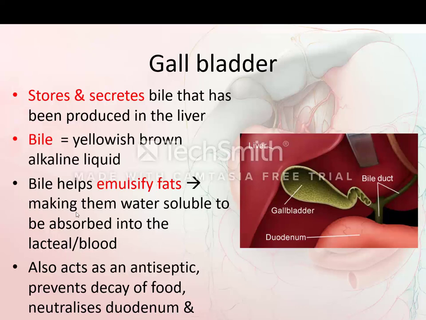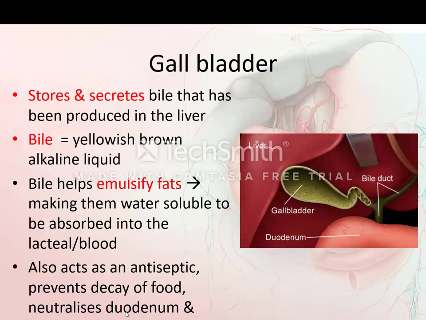Okay. Bile also acts as an antiseptic. So if you think of saliva acts as an antiseptic, hydrochloric acid acts as an antiseptic, and bile acts as an antiseptic, and each one is in a different place in the alimentary canal. Bile also neutralizes the duodenum, neutralizes the small intestine.